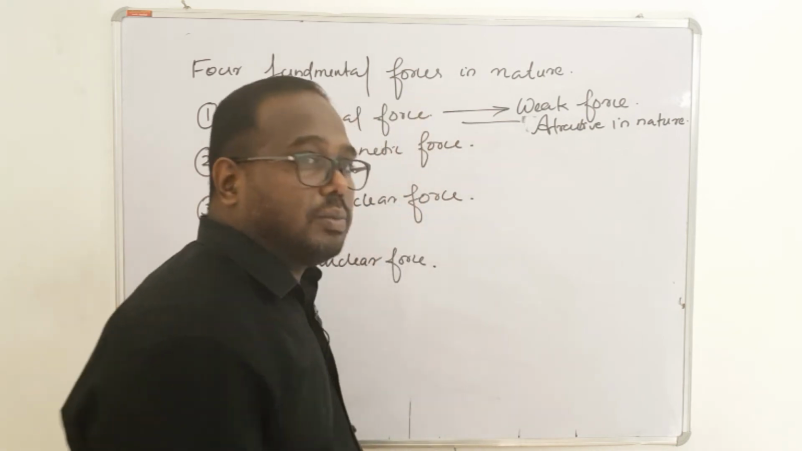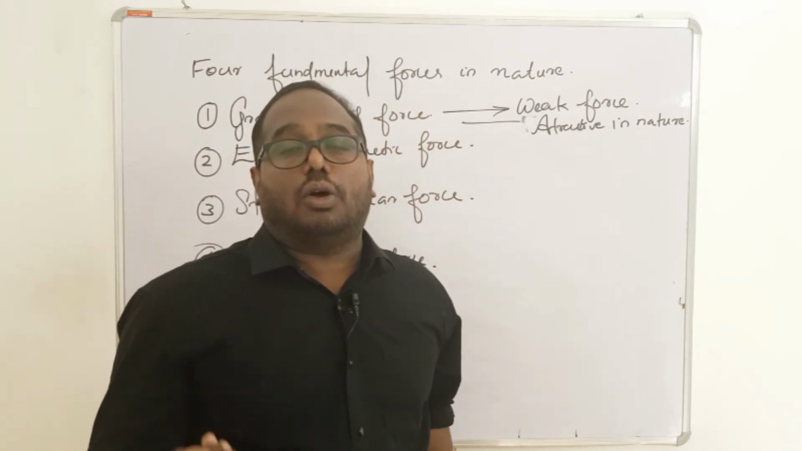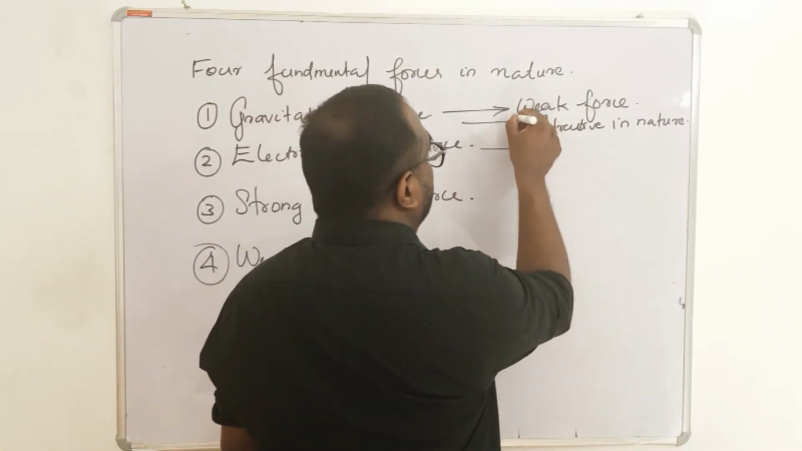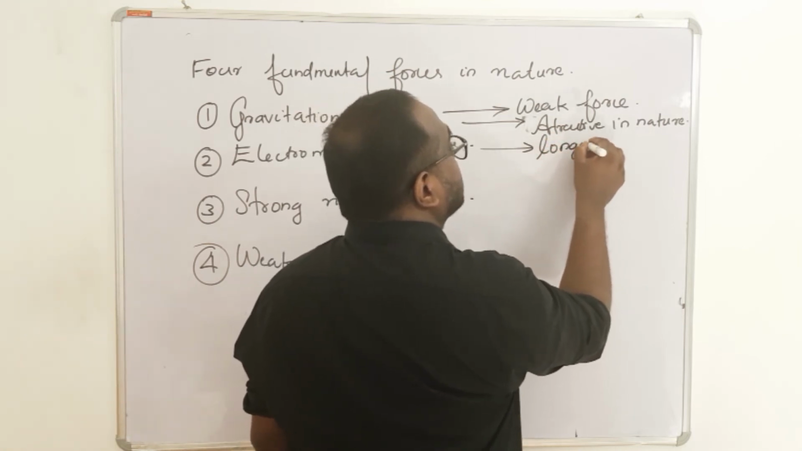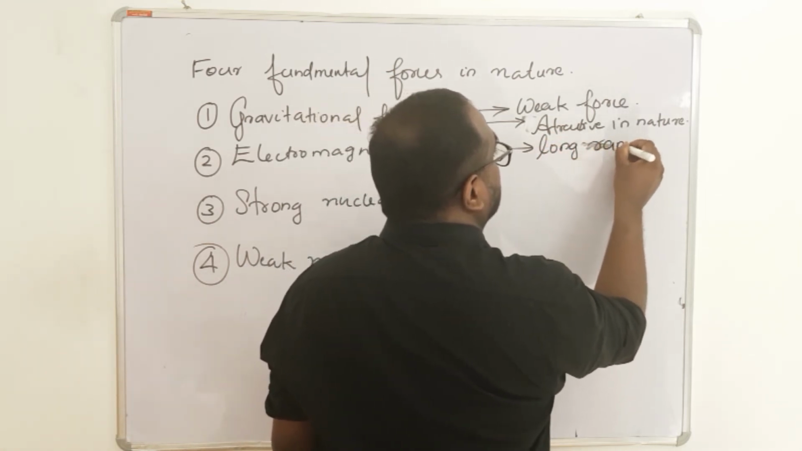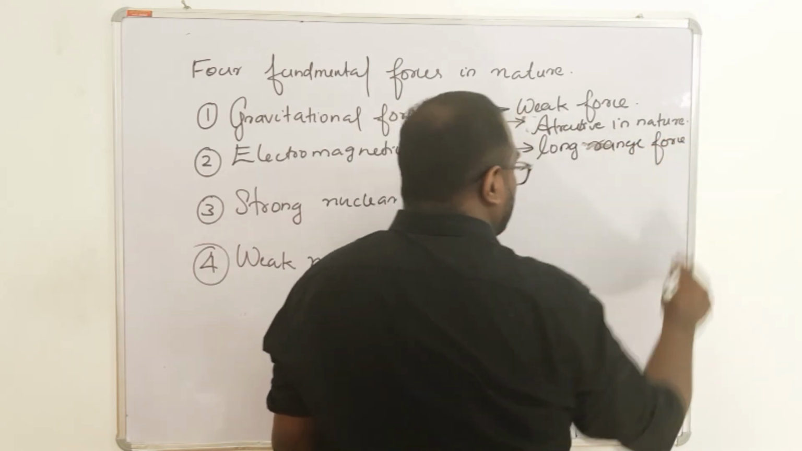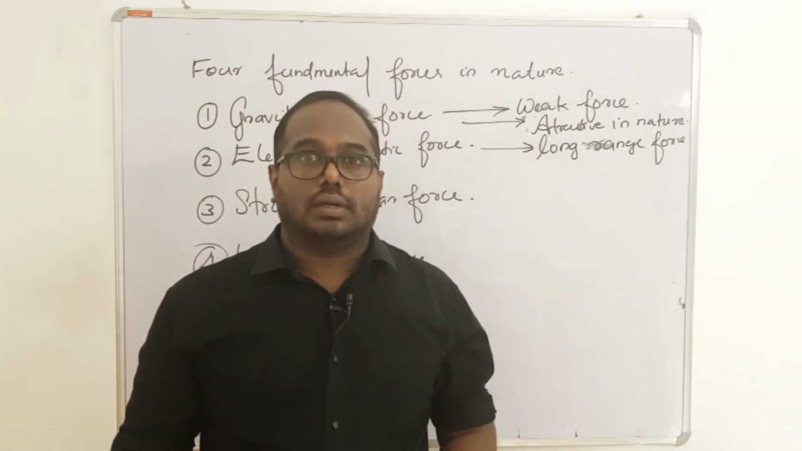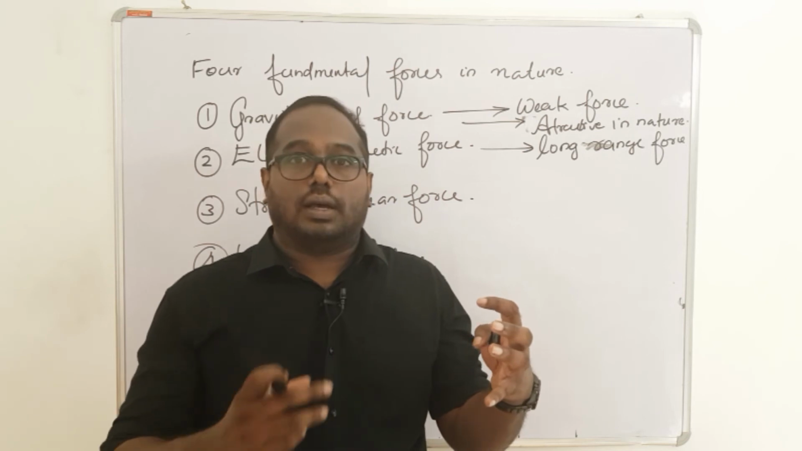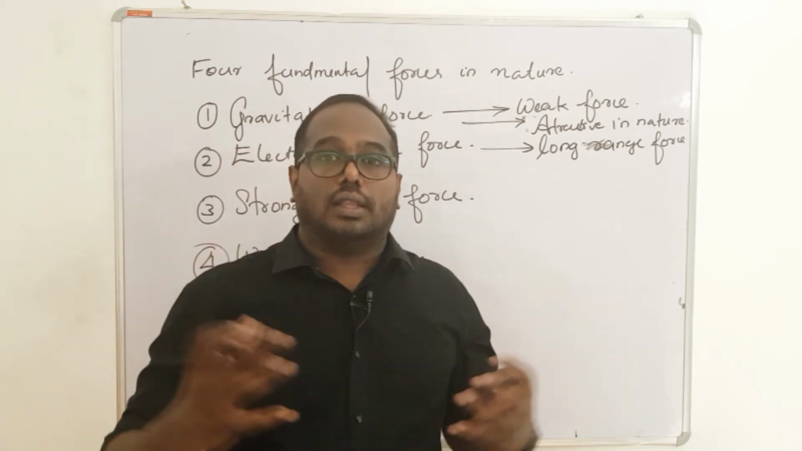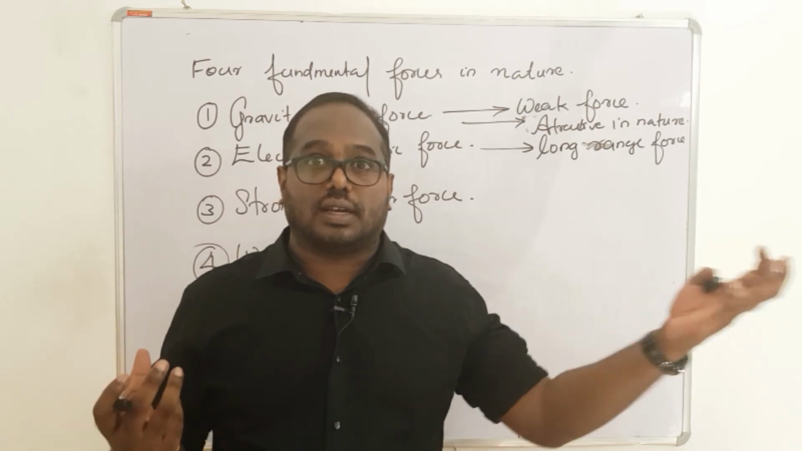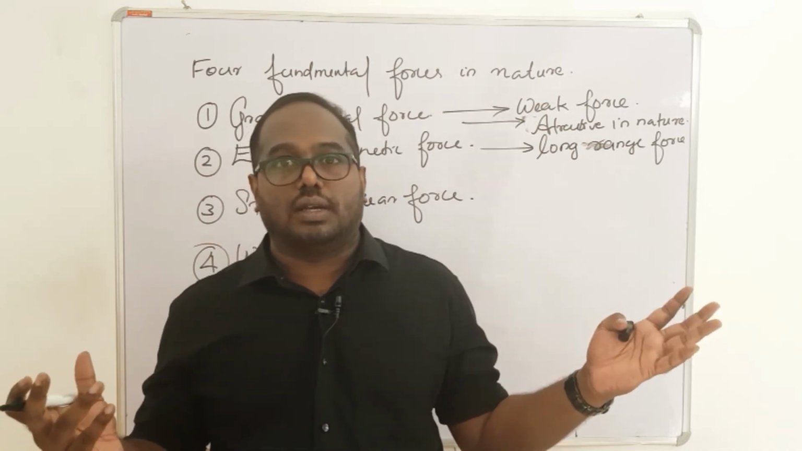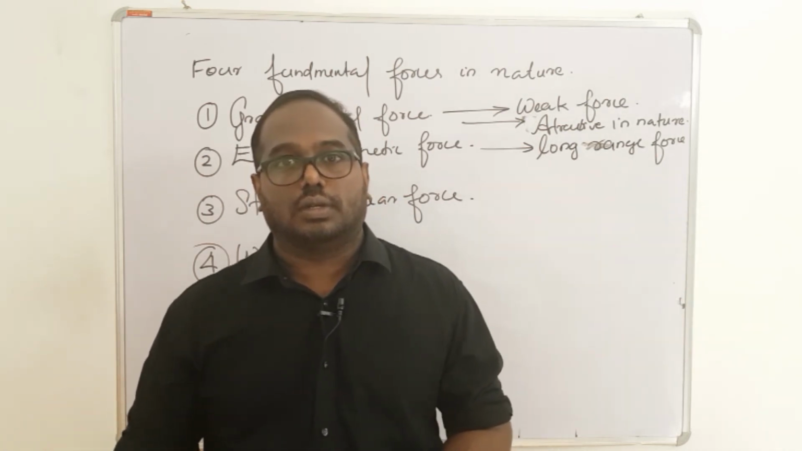Attractive in nature. Attractive means it can't be repelled, right? Any material object in the universe attracts each other. That is the statement. So attractive in nature, and a long range force. Gravitational force we can experience at infinity. For example, Earth is revolving around the Sun, right? The gravitational force between Earth and Sun is there. The distance between the Sun and Earth is very, very large, so it is a long range force.